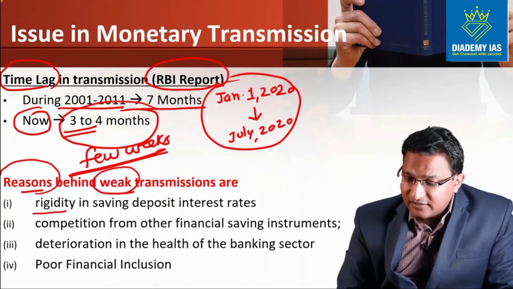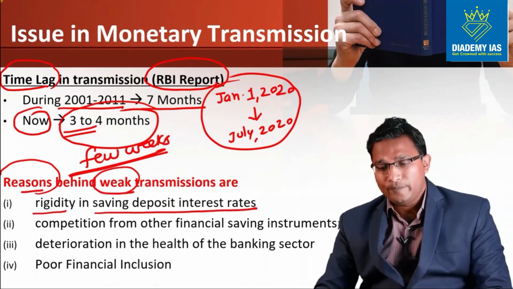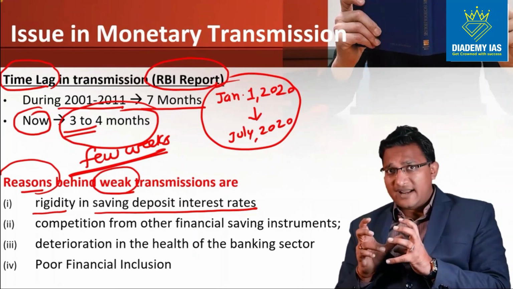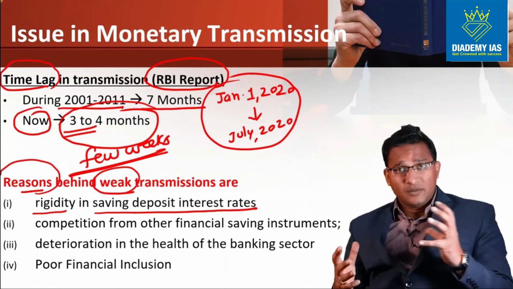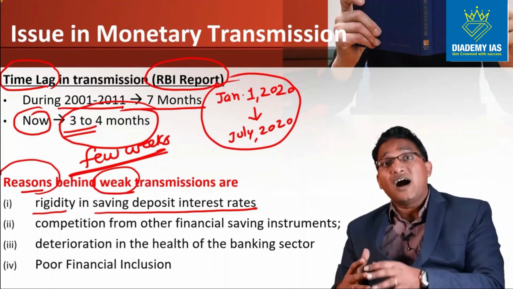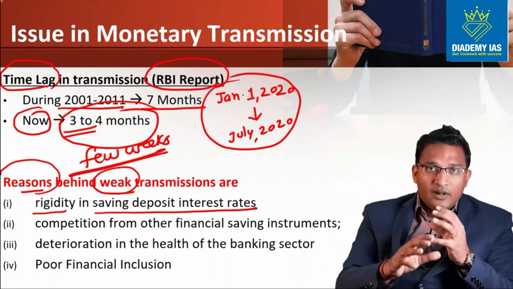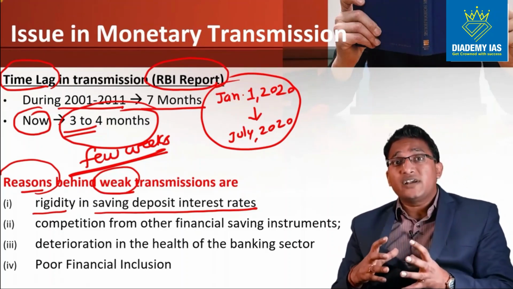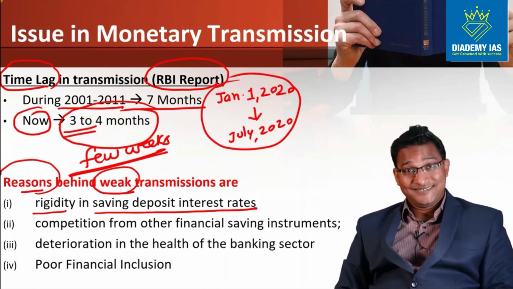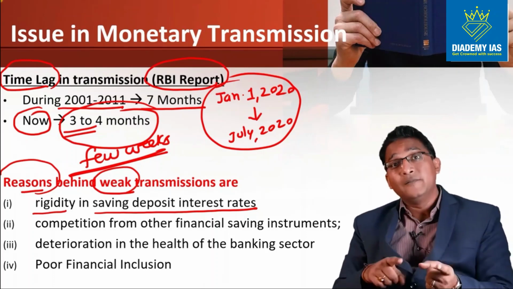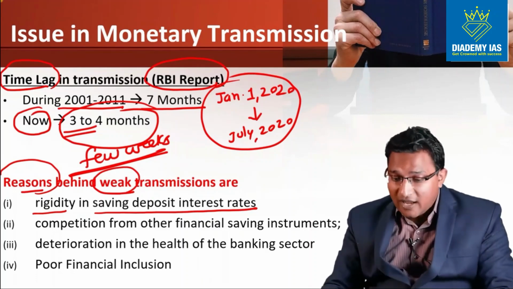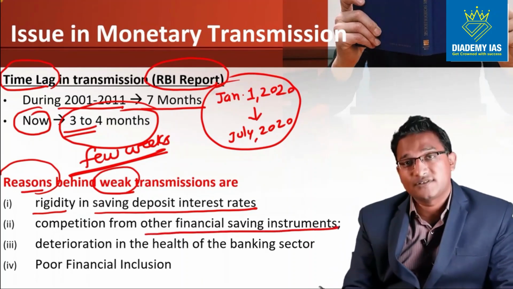First, rigidity in the saving deposit interest rate. The saving deposits are made by the customer with the bank. And if we see the current pattern, more than 80% of the deposits are for the long term. They are term deposits, and with a term deposit, the interest rate is fixed for the term, right? So we cannot change the interest rate for 80% of the deposits, and the rest is demand deposit, 20%. Even in that case, we have the challenge of competition from other financial saving instruments, right?